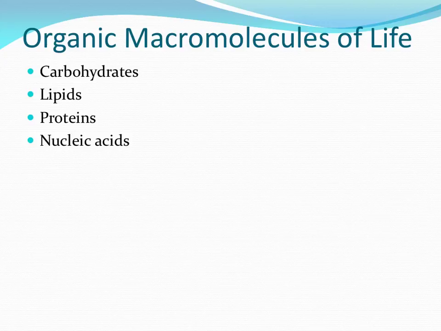So the macromolecules of life that we're going to talk about are carbohydrates, lipids, proteins, and nucleic acids. These are the major things that carbon is arranged into, to make different molecules. Carbohydrates, lipids, proteins, and nucleic acids all have very different, very specific jobs within your body, and that's what we're going to be talking about from this point forward.